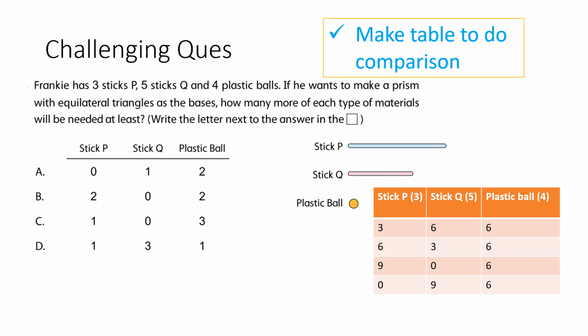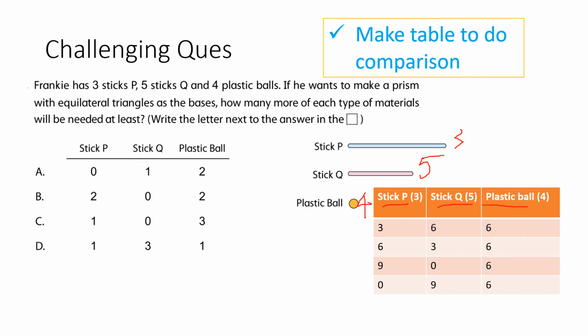So for stick P, that is the longer one, we have 3. For stick Q, we have 5. And then for the plastic ball, we have 4. As there is more than one combination, I make use of a table to do the comparison. And I list out the 3 items: stick P, stick Q, and plastic balls.